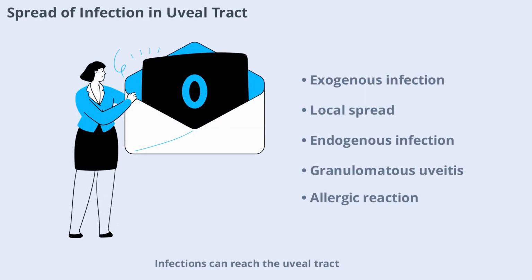Infections can reach the uveal tract through exogenous routes, perforation of the cornea, local spread from adjacent tissues, or endogenous routes via the bloodstream. Bacterial, viral, and protozoal organisms are implicated. Exogenous infections cause acute purulent iridocyclitis and panophthalmitis, while endogenous infections, termed granulomatous uveitis, result from systemic diseases. Allergic or hypersensitive reactions also occur, leading to non-granulomatous uveitis.